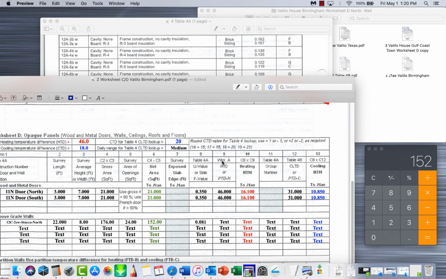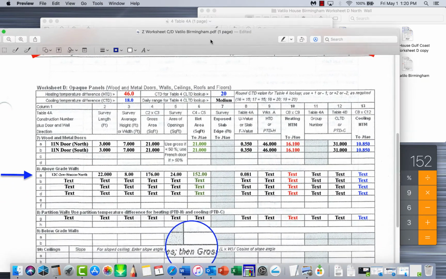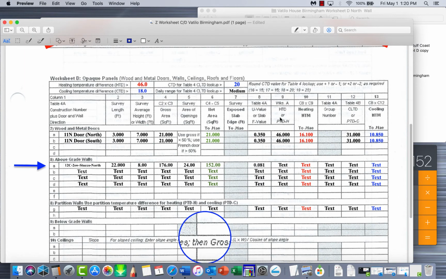Okay. Next is column 9, worksheet A, which we've got the information up here. We're looking for HTD. So our HTD is right there. And I'll pull this up here where you can see it better. 46. So we put 46 right there. And pretty simple, just keep moving along.